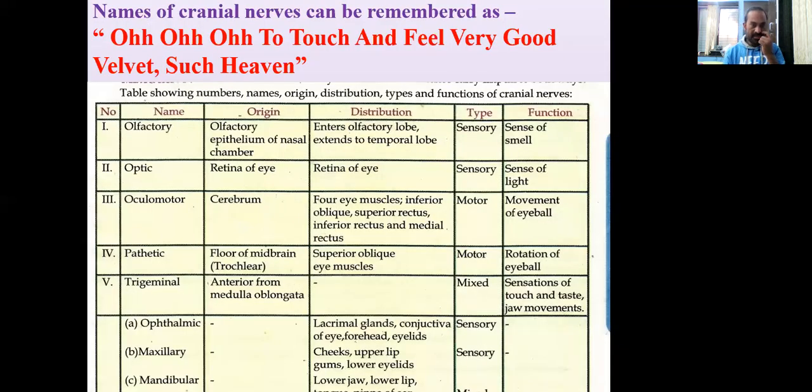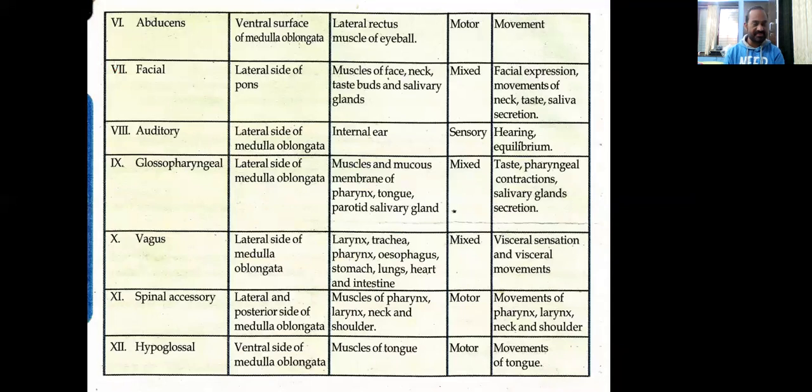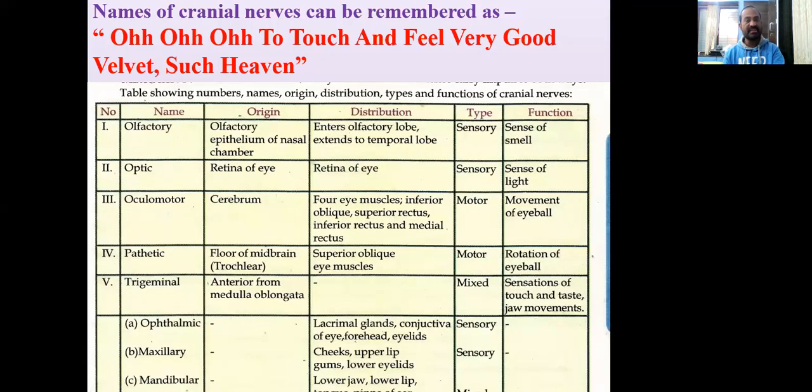How? Here, on occasion of tea party, T and P together. Then the attractive stands for abducens, faces are gathered via special highway. That is my old sentence. And what is the new sentence? It is: Oh, oh, oh, to touch and feel very good, velvet, such heaven. So that is some trick to remember them, but we are more interested in the actual name, the origin of the nerve, where the origin is, then where it goes, distribution, what nature it has got, sensory, motor or mixed, and what kind of function it is performing.